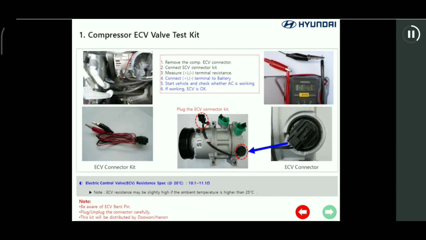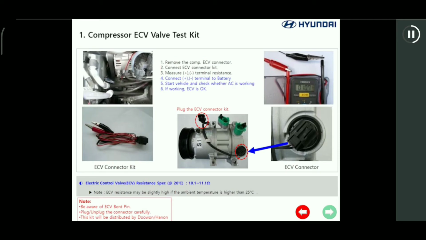Step 1. Remove the coupler of ECV and connect the ECV test kit coupler. Step 2. Check resistance using a multimeter and confirm that the values are correct with respect to GSW values. Step 3. After checking, connect the test kit to positive and negative of the battery. Then start the vehicle and switch on the AC. If cold air is coming from the HVAC unit, then the ECV is good.